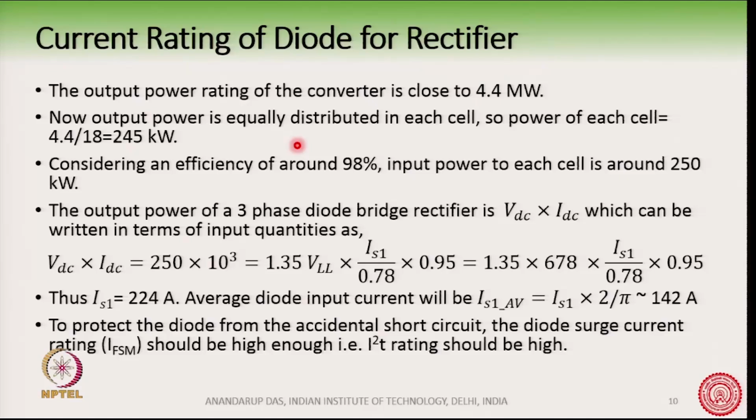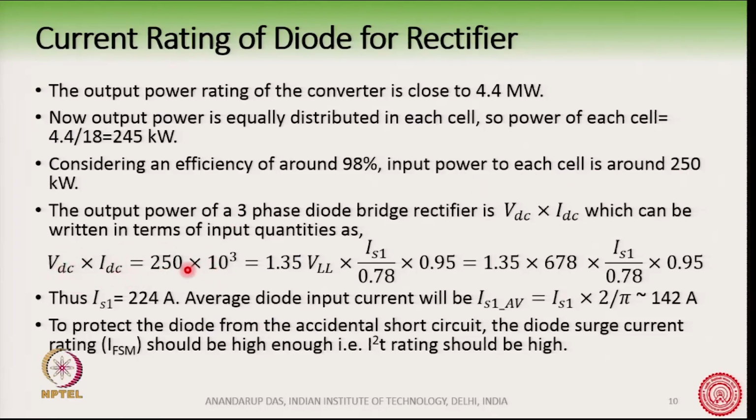There are 18 power cells, because there are 6 power cells in each leg and there are 3 phases. So, each cell handles a power of about 245 kilowatt. If the efficiency of the power cell is about 98%, the input power to each cell is about 250 kilowatt. Now, the output power of the rectifier is equal to VDC into IDC, which you can again write in terms of the input quantities.